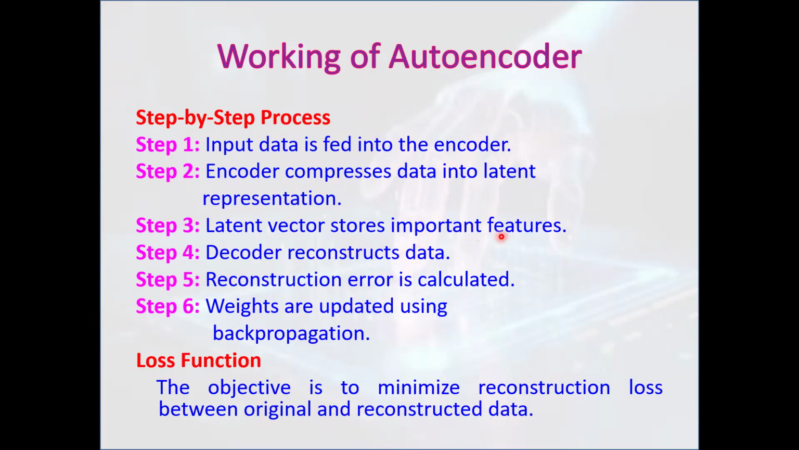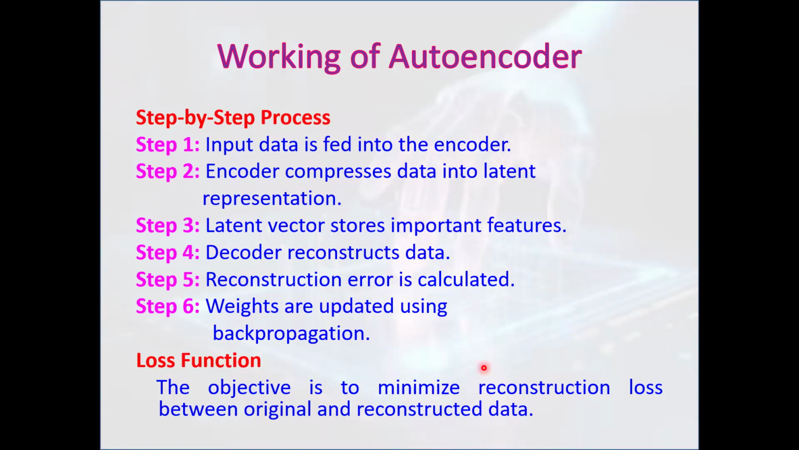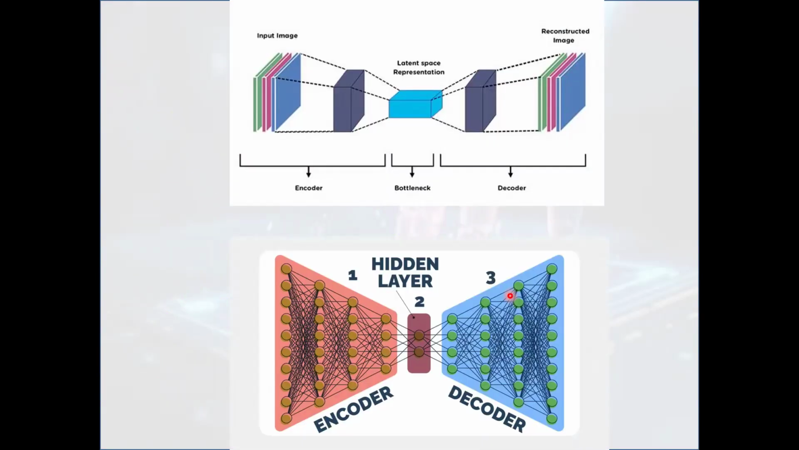Next, the latent vector stores the important features. The latent vector acts as a compressed summary of the original input, containing only the most relevant information. Next part is the decoder part. The decoder reconstructs the data. The decoder uses the latent space to recreate the original input data.